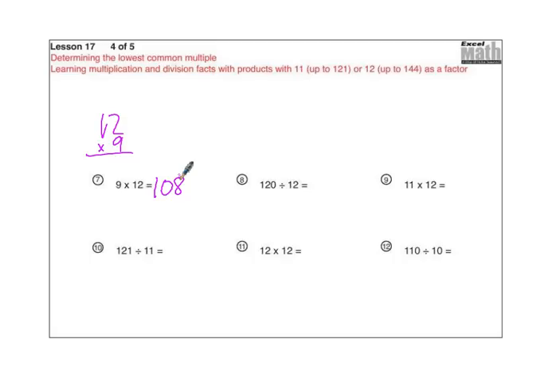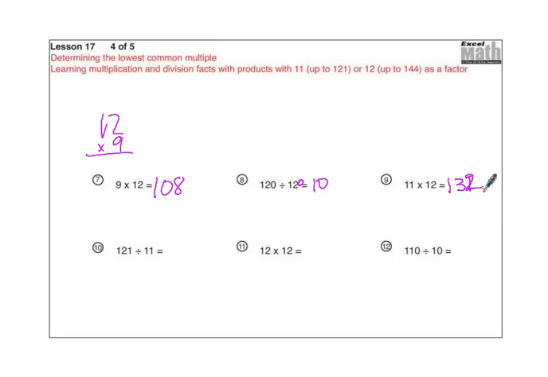All right, 120 divided by 12. Well, stick a 0 on the end of that, you got 120, so that means I'm actually getting 10 times 12 is 120. 120 divided by 12 is 10. 11 times 12. Well, if 10 times 12 is 120, all I have to do is add another 12 to the answer to get it. And so I get 131, right? 120 plus 12, I'm sorry, 132. 132.